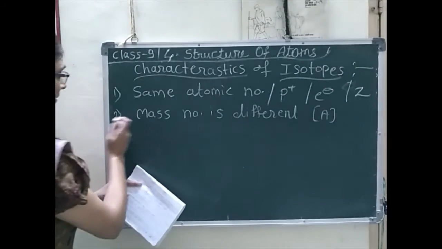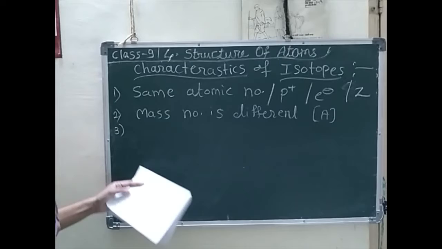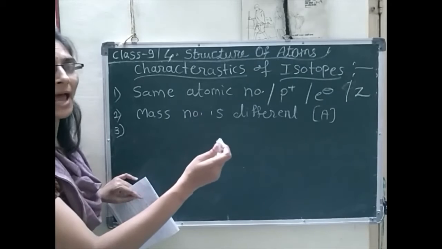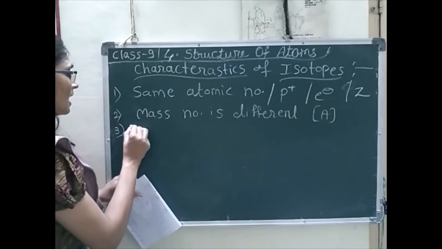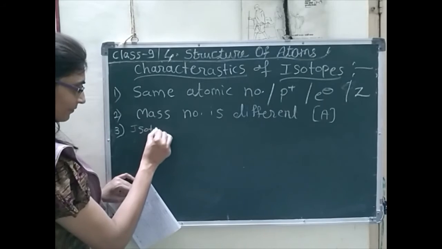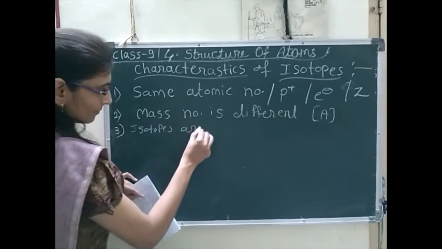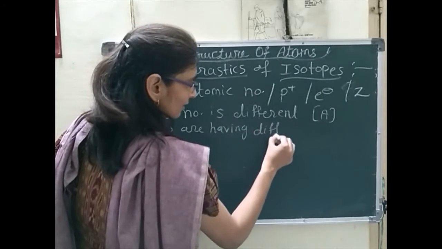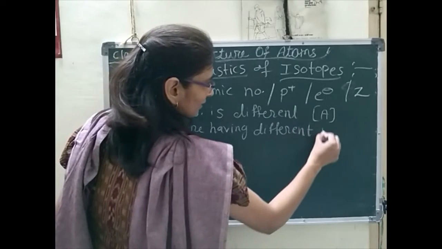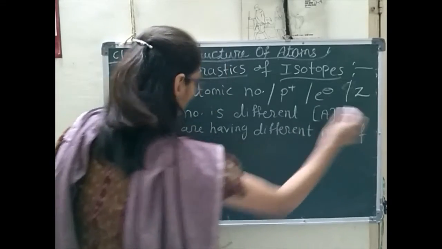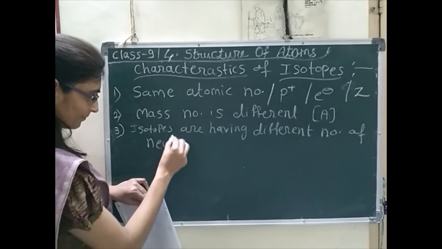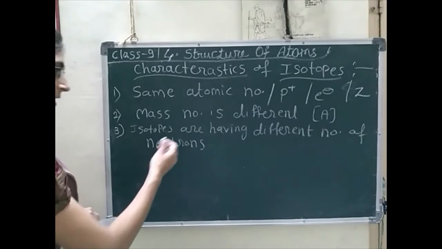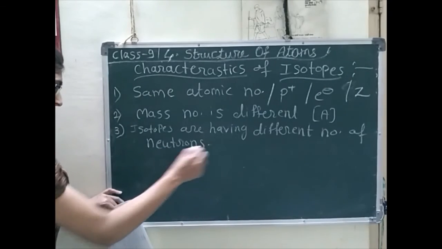Third point. What is the third point? Different number of neutrons, that we have seen through the example. Isotopes are having different number of neutrons. Yes, as the mass number is different, the number of neutrons is different.